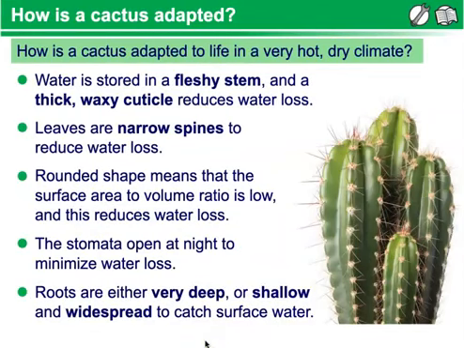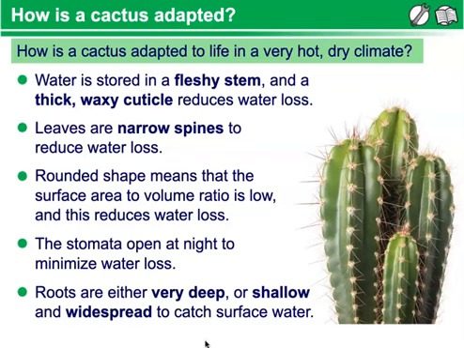So how is a cactus adapted to its specific environment? To that very hot, dry climate in which they live. Water is stored in a fleshy stem, and they have a thick, waxy cuticle that helps to reduce water loss. Their leaves are narrow spines to reduce water loss. If their leaves were broad and flat, like many of the leaves on the deciduous trees where we live, they would exchange a lot more water with the environment. So having narrow spines helps to reduce that water loss.